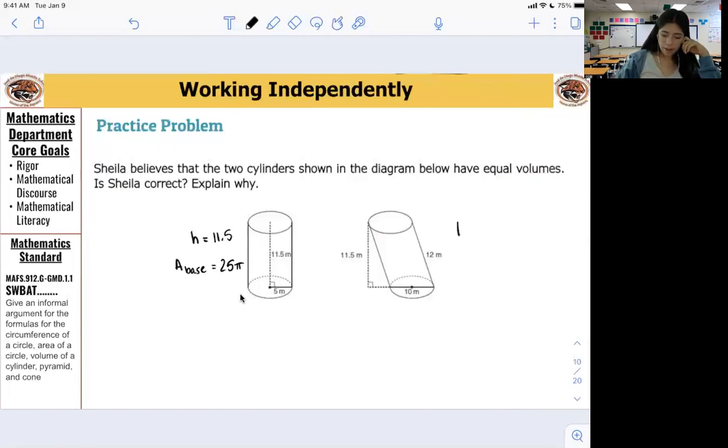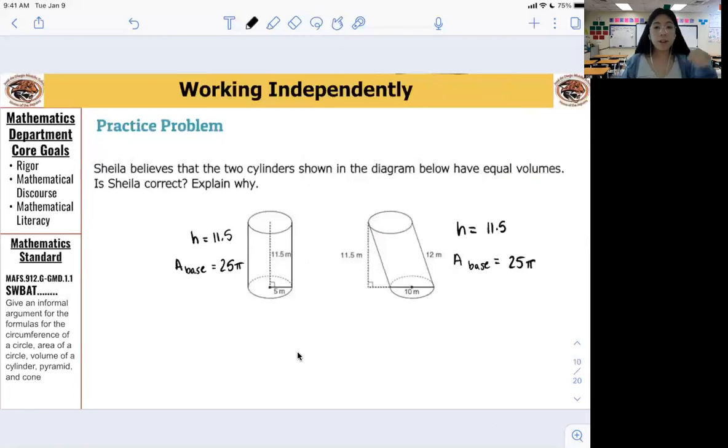Now on this side, the height, which of these is the height? Is it this one or is it that one? Right, it's this one. Remember that the height is always whichever measurement makes a 90-degree angle with the ground. So this is not the height. The 12 inches is not the height. It's this one. And the area of the base? Area of the base for this one? Also 25 pi.